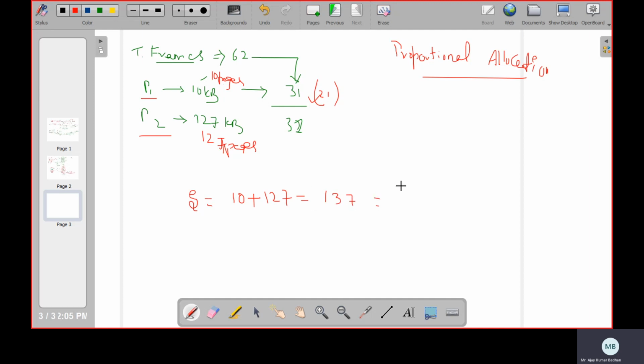So the total virtual memory pages the entire set of processes requires is 137. This is represented as sigma s_i. This is a capital S, this is a small s. Small s_i is the virtual memory required by the individual process. P1 requires 10 pages plus P2 requires 127 pages, so 127 plus 10 is 137. So you got the S value. Now let us suppose we have M frames. In our problem, M is equal to 62 frames.